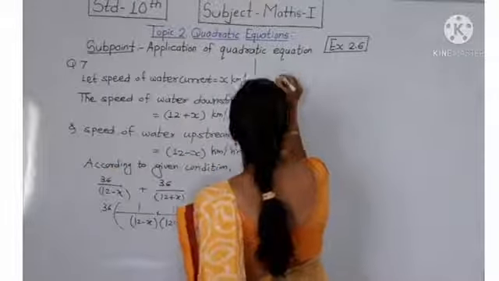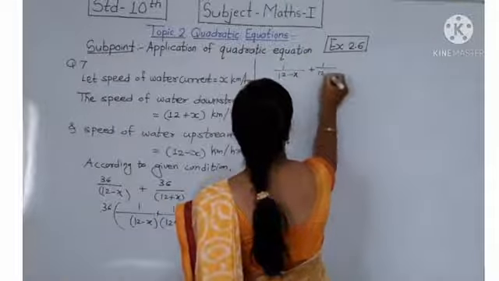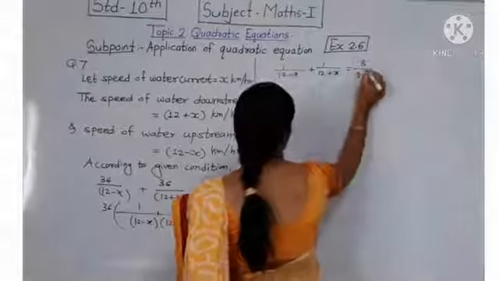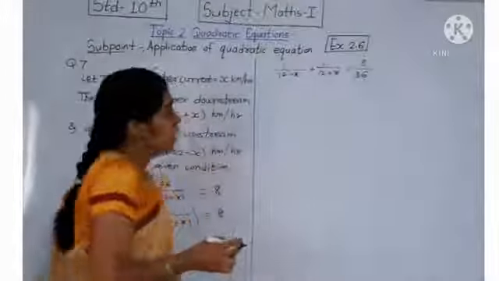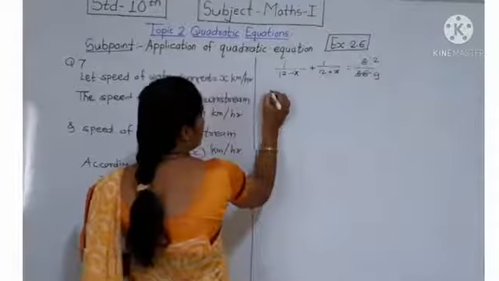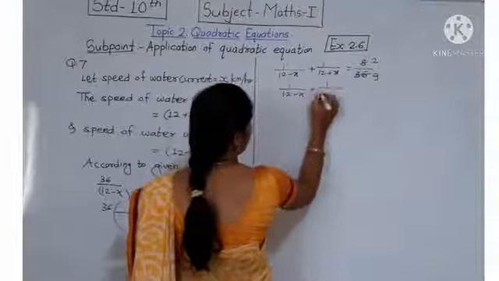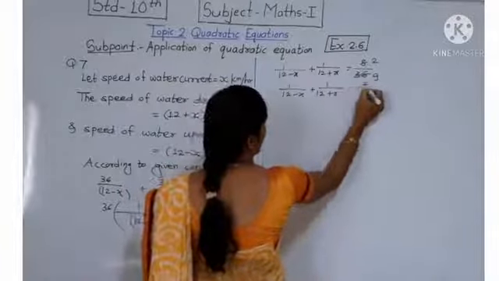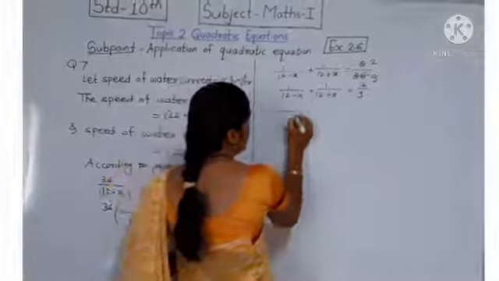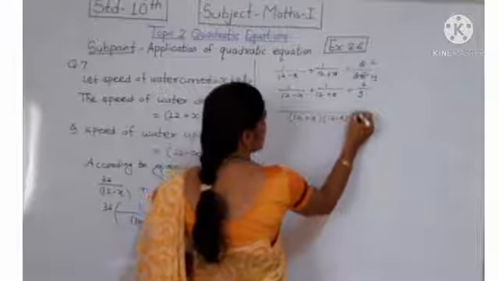Here 1 upon 12 minus x plus 1 upon 12 plus x is equal to 8. Here multiply becomes divided. Now here further simplify: 4 times 2 is 8. So 1 upon 12 minus x plus 1 upon 12 plus x is equal to 2 upon 9. Now simplify it. Take the LCM: 12 plus x into 12 minus x.